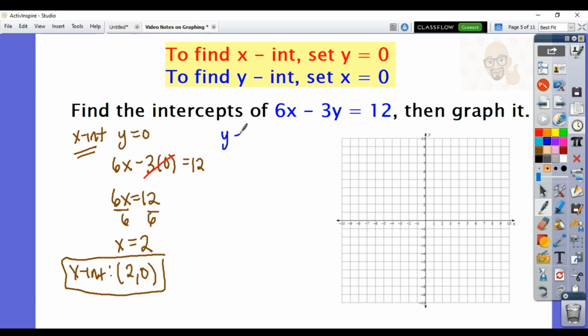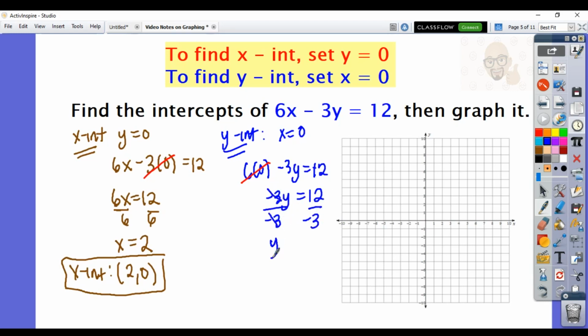Now to find the y-intercept, we know that x is equal to 0. So 6 times 0 minus 3y is equal to 12. 6 times 0 again will cancel. So what's left with us is negative 3y is equal to 12. Divide by negative 3, divide by negative 3, cancel it out, y is equal to negative 4. So therefore, the y-intercept is (0, negative 4).